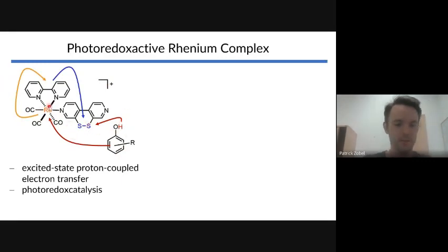And what we are trying to study is not really the full reaction so far, but only the first steps. How does the excitation proceed? Where does the electron go? Can it really work this way?